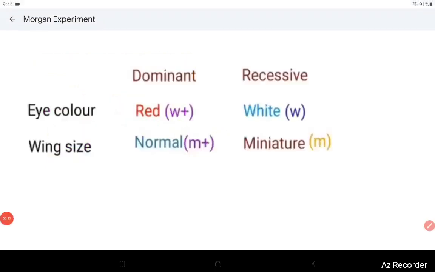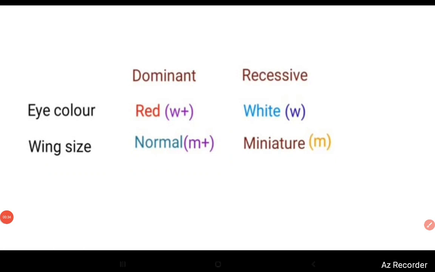So in the second cross, the characters taken were eye color and wing size. For eye color, red is dominant and white is recessive. So white we have represented with W, and dominant with W plus. Then for wing size, normal is dominant and miniature is recessive. Miniature is represented with M and normal with M plus.